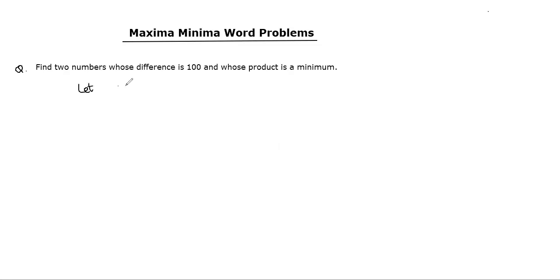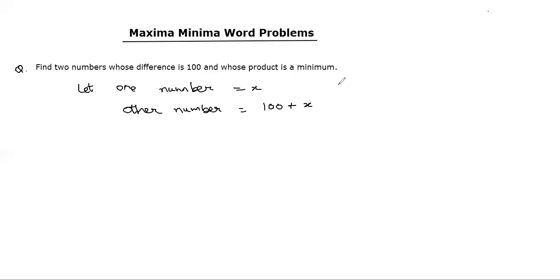Let's discuss some word problems on maxima and minima. The question is: find two numbers whose difference is 100 and whose product is minimum. So let one of the numbers be x, then the other number be 100 plus x. Now the difference between the two is 100.